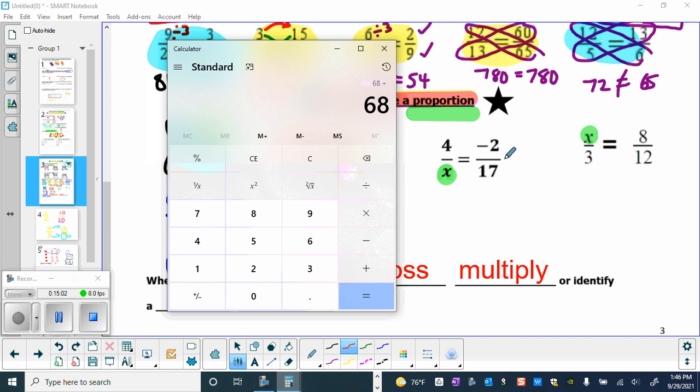Now I'm going to divide that by this -2. And see how I typed in the 2 and then made it negative? So the answer here is -34. I'm going to model this one more time in the calculator so that you guys can see that.